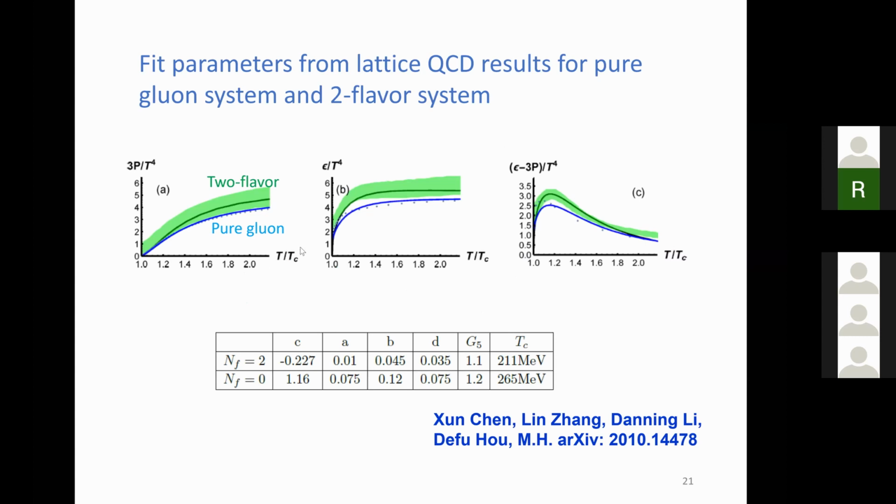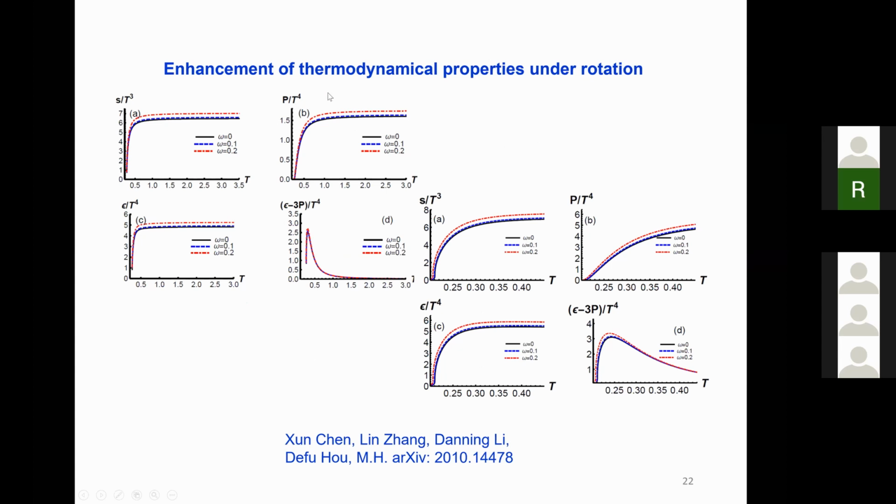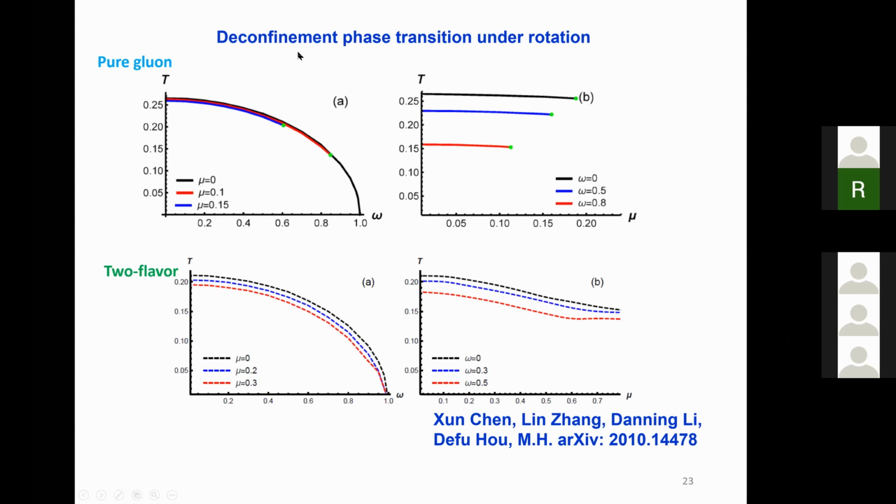And then we investigate, for example, the thermodynamic potentials, thermodynamic properties, and rotation, for the pure gluon system as well as the two-flavor system. We can see that we also get an enhancement of thermodynamic properties with this angular velocity. And we can also investigate the deconfinement phase transition and rotation.